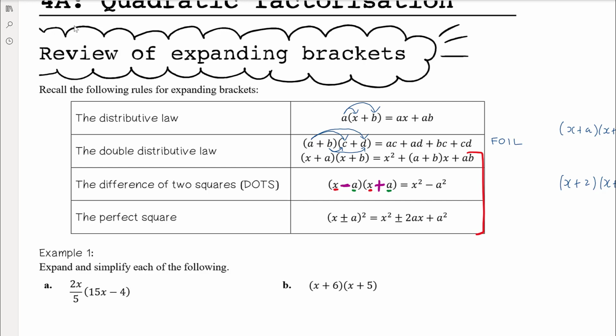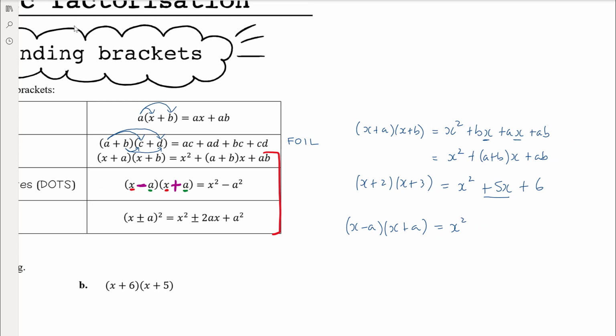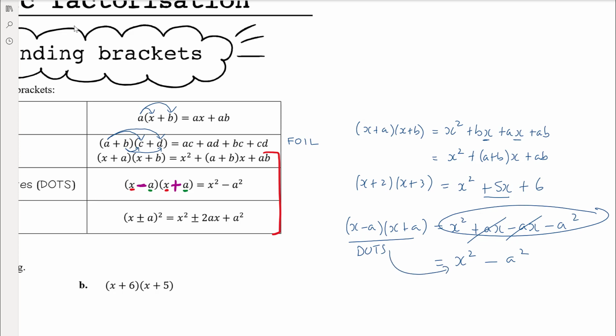That's because, again, if we use FOIL here, (x - a)(x + a), first terms, x times x is x squared. We get outside terms, so plus ax, inside terms, so minus ax, and last terms, negative a times a is minus a squared. We see that the plus ax and minus ax cancel out, and we get x squared minus a squared. So again, we don't want to waste time with this line. We want to recognise the difference of two squares: here is your subtraction of two squares, x squared minus a squared. So we want to look to recognise that.